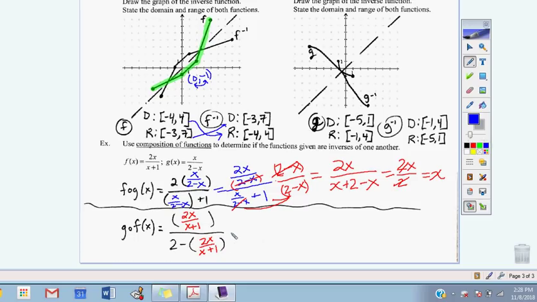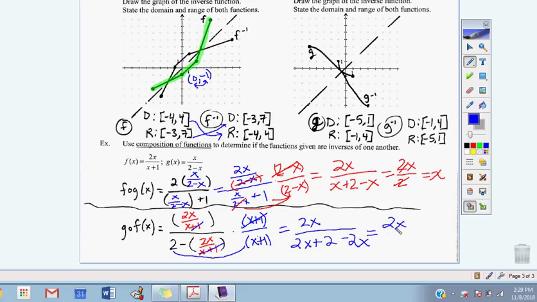So let's multiply. If I multiply the top by x plus 1, the bottom by x plus 1, these cancel here. That leaves me a 2x all over. When this distributes through to here, be careful, we have 2x plus 2. It's going to cancel off here, leaving minus 2x. So it looks a little different, but you can see we got 2x on top. These cancel. We got 2 on the bottom, and we do get x, which confirms that these two functions are inverses of each other.